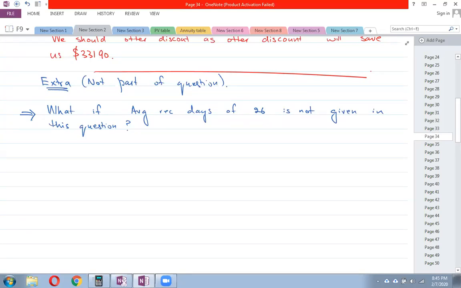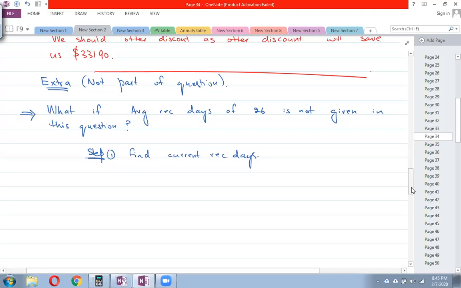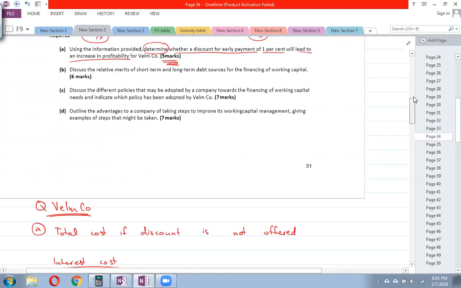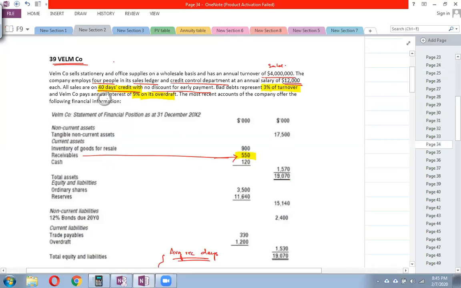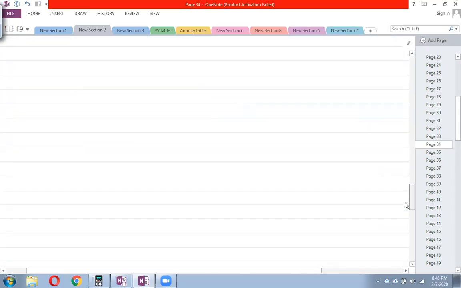How? Step number one, find the current receivable days. Remember, we are not given the current receivable days. The question says that customers are given a credit of 40 days. We didn't say that the customers are also paying us in 40 days, so we really don't know. Using this figure of receivables, we can find our current receivable days. So step number one, find your current receivable days.